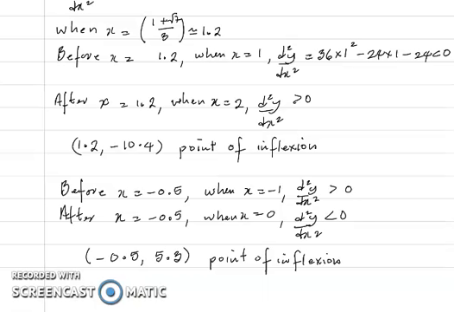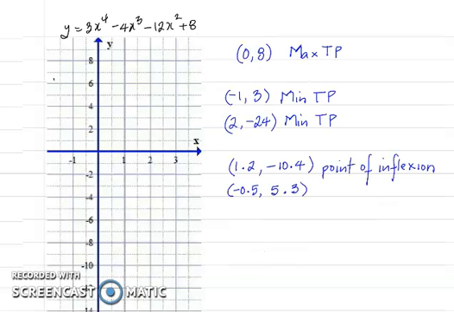So we know the turning points and we know the points of inflection. Essentially, we should know enough now to sketch our curve. This is the information we have gathered so far. And of course, the curve we're trying to sketch is y is equal to 3x to the fourth minus 4x cubed minus 12x squared plus 8. So let's put in our points. Minus 1, 3 is a minimum turning point. So minus 1, 3, which is here. We have a minimum turning point.